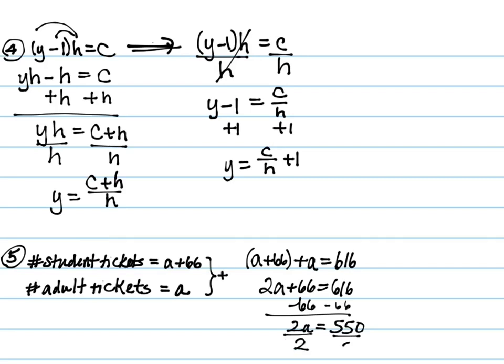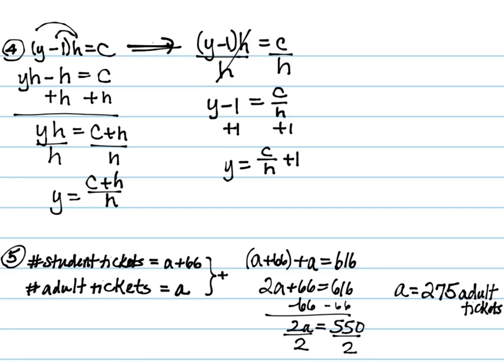And then we would divide by our 2. So what would A equal? What is 550 divided by 2? 275. And then this 275 is what? What did I find? Yeah, I found 275 adult tickets. And that's actually what was asked.